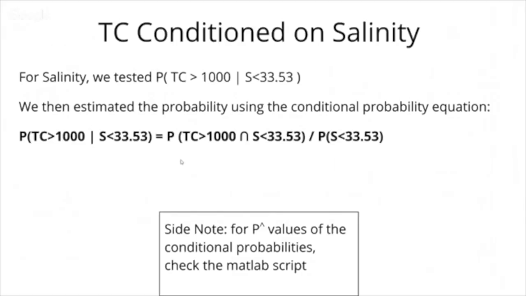For the TC conditioned on salinity, we tested probability of TC greater than 1,000 conditioned on salinity less than 33.53. We then estimated the probability using the conditional probability equation, which is the same as the old one. And the same side note, if you want to see the exact probabilities, you can check the MATLAB scripts.